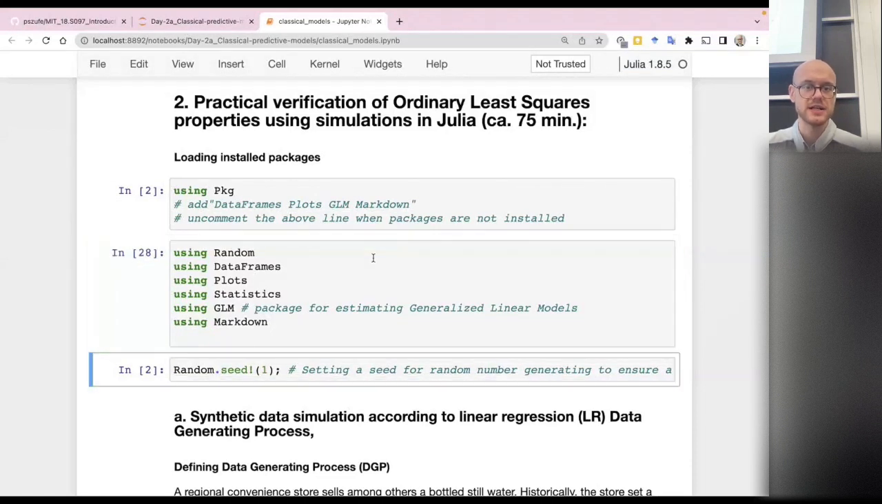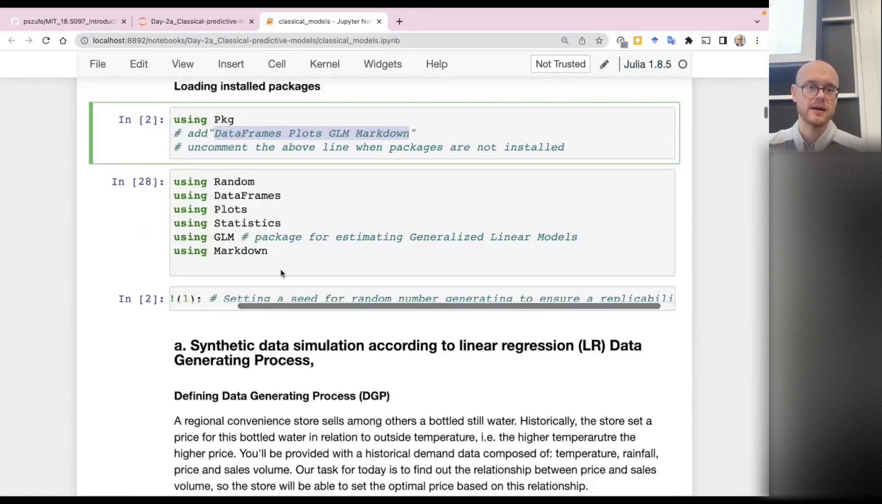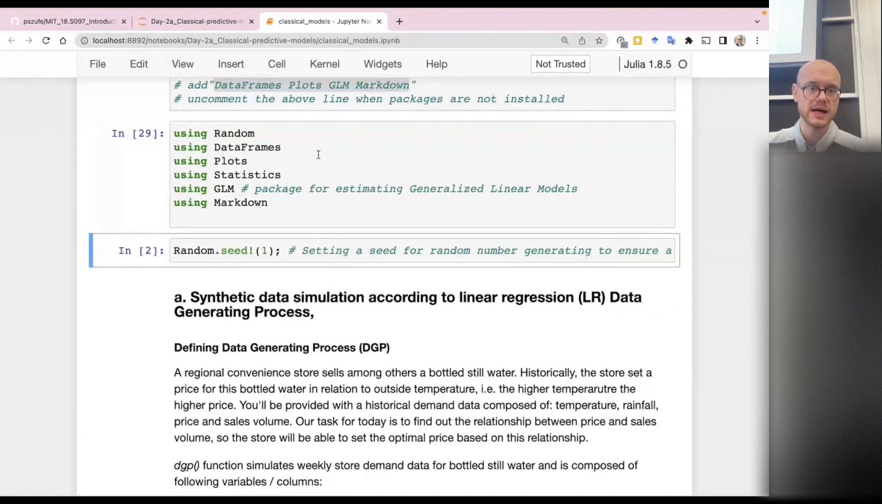The second cell is loading the essential packages that we need for today. You should have them loaded if you followed the instructions from the very beginning. If not, you might want to uncomment the second line in the first cell where you are adding those packages which might be missing, and then the second cell should be working normally. So it's working on my side.